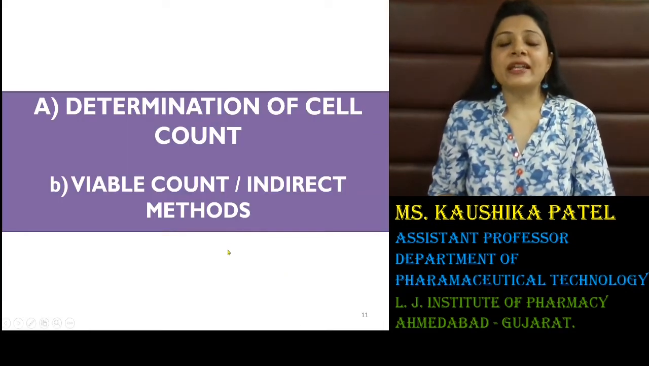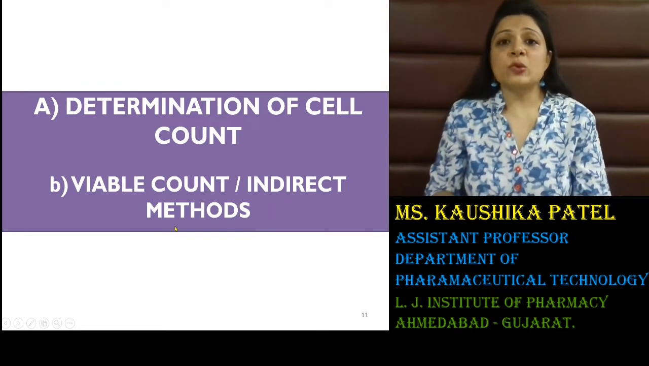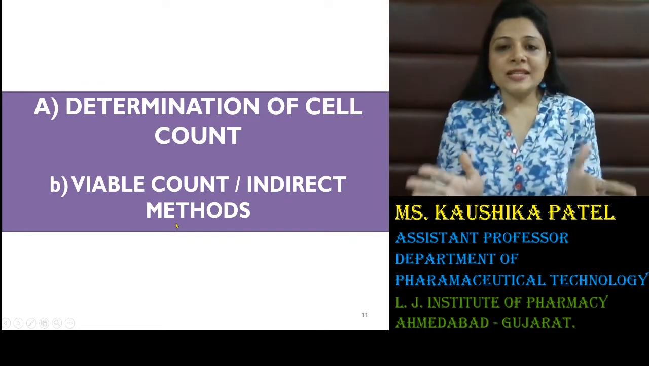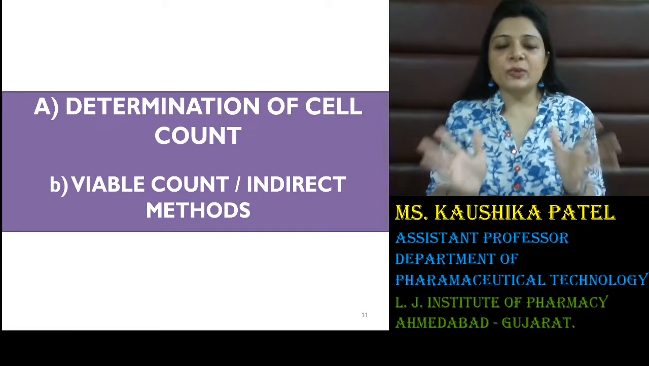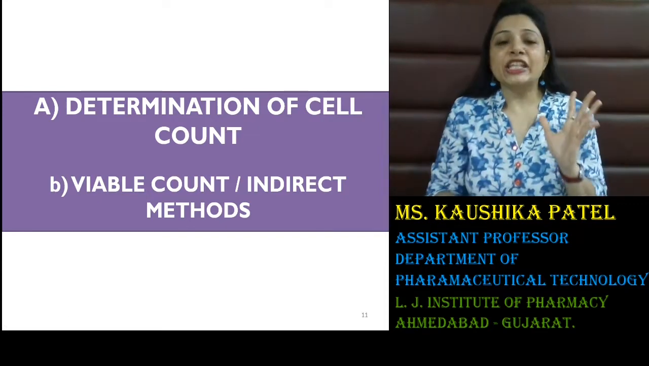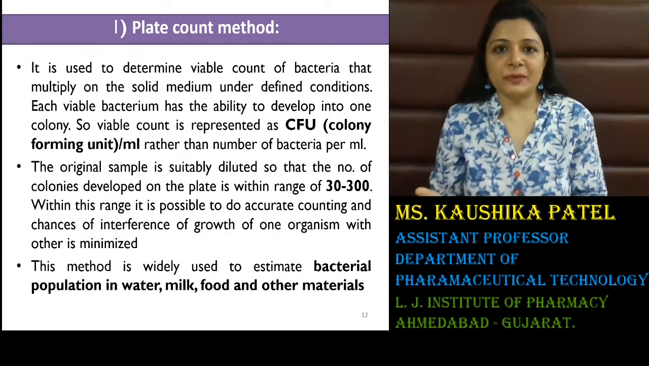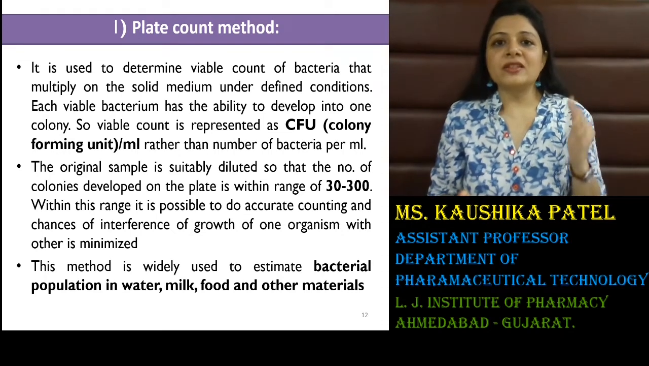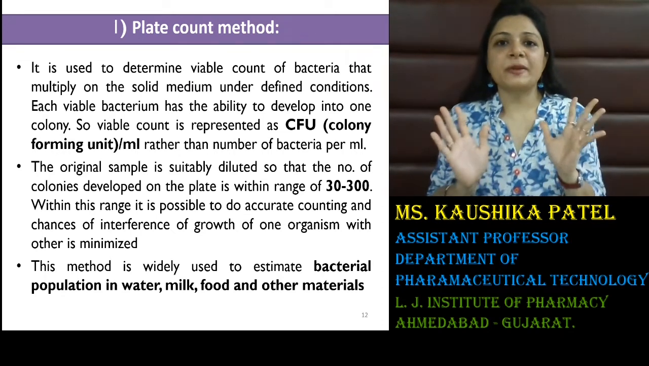Now, the second type of methods, the indirect methods for the cell count, are also known as viable count methods. In this method, you will count only the living cells which are developing into colony in the form of CFU per ml. Again there are two methods, plate count method and membrane filter method.